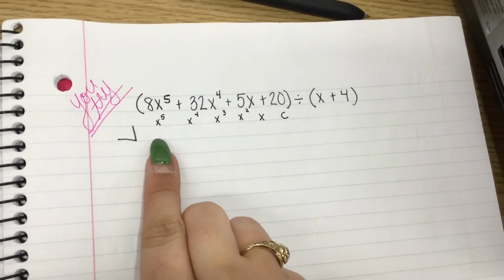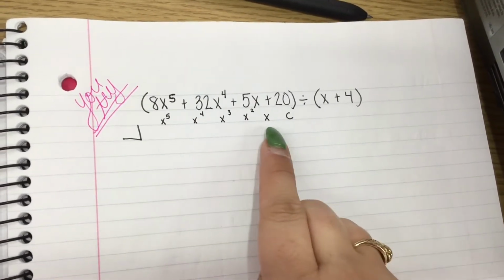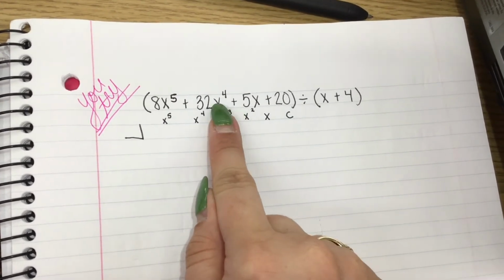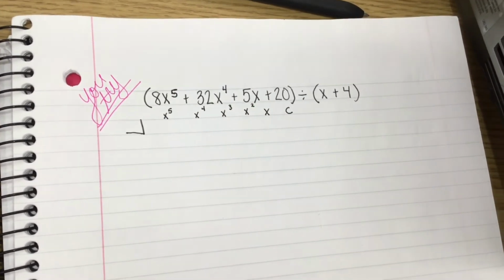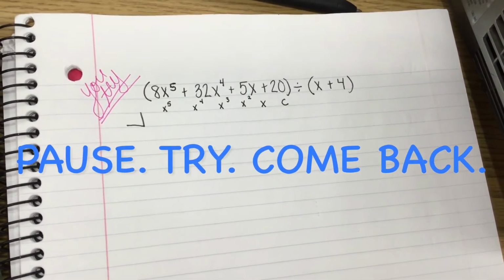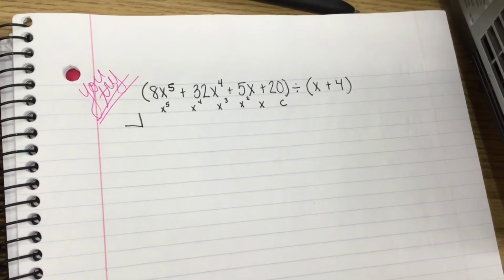Now that we've seen a few examples, I want you to try this one on your own. Remember that you've got x to the 5th, so you need to include every single term in descending order from x to the 5th to the constant. So you are missing some terms in the middle there. So pause the video here, try it, come back when you're finished.